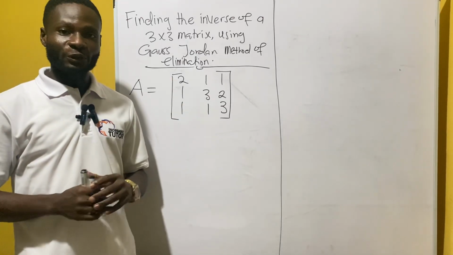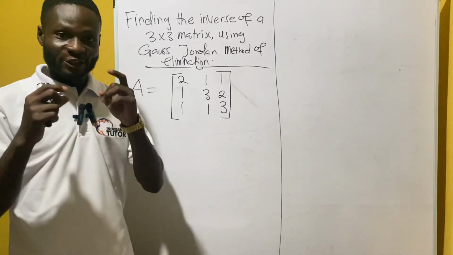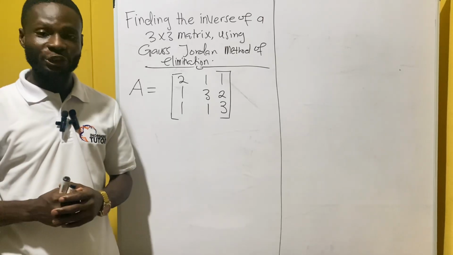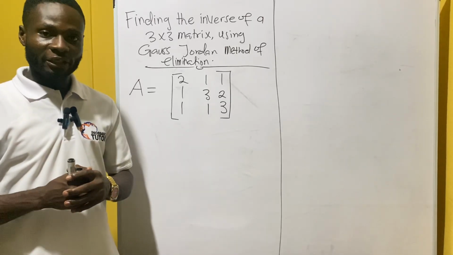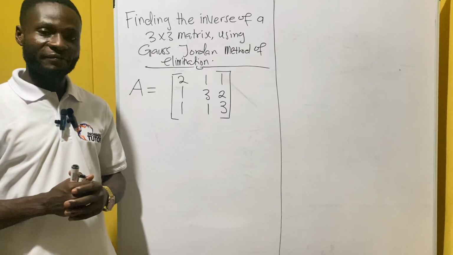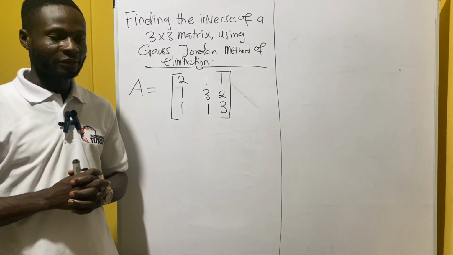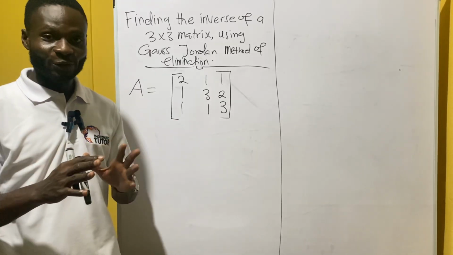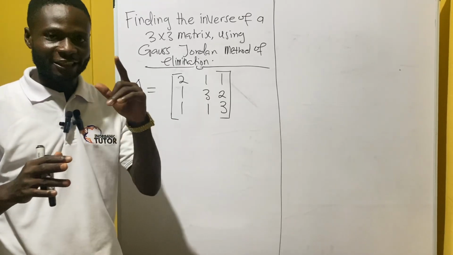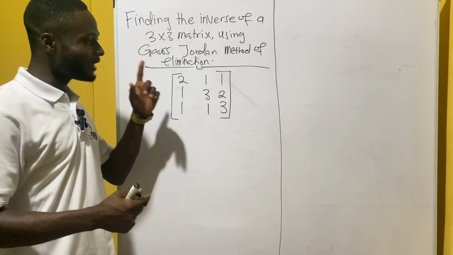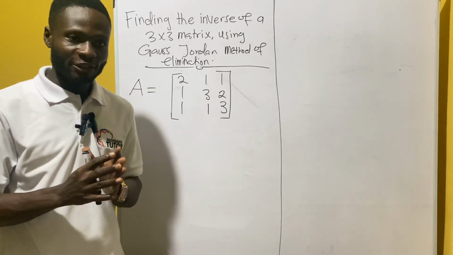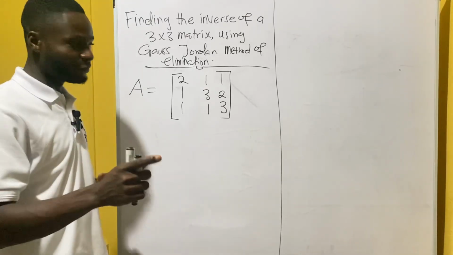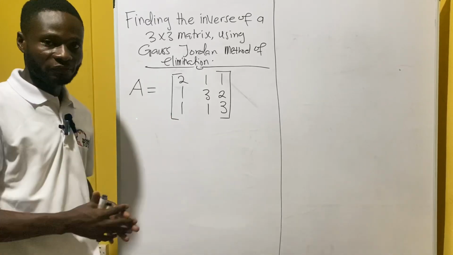Today is another episode, and it is going to be so snappy, because we are going to look at how we can use the Gauss Jordan method of elimination to find the inverse of a 3 by 3 matrix. Using Gauss Jordan is simple, but it looks complex for some people. Here, I'm going to make it easy and swift to understand. So now let's look at how we can solve this.